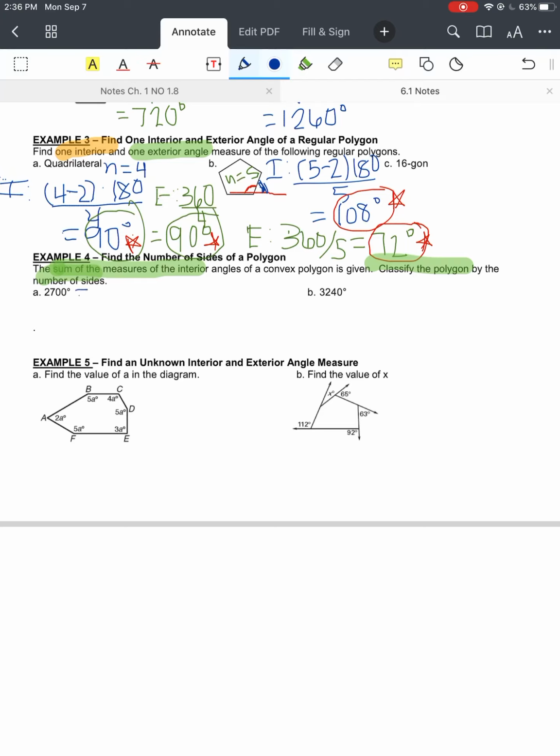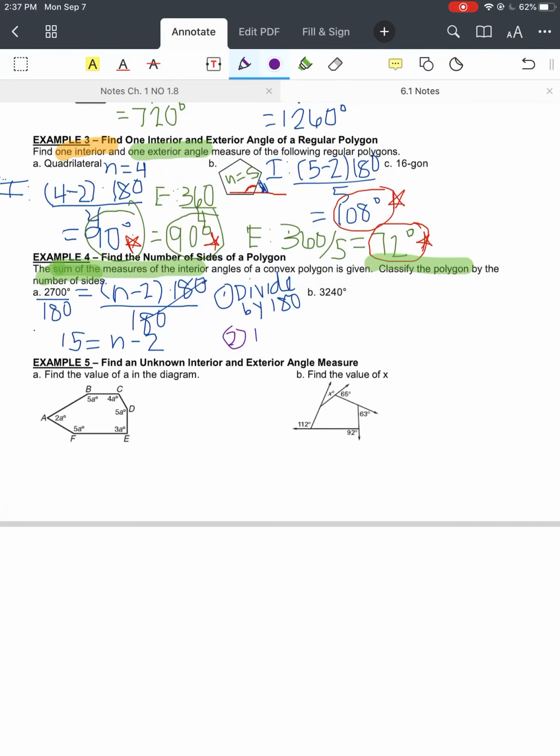So now the sum, 2,700, is equal to my formula of n minus 2 times 180. So I'm now tasked with solving an equation. Order of operations says I should divide by 180 first. So step 1 is to divide. You're dividing by 180 first. The 180s cancel, and you're left with 15 equals n minus 2. You don't need to write the parentheses anymore.